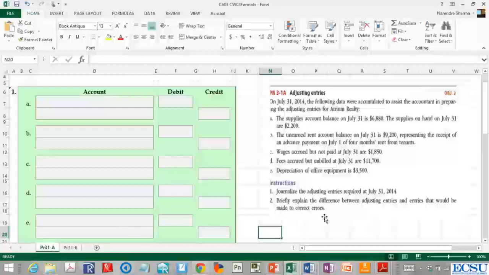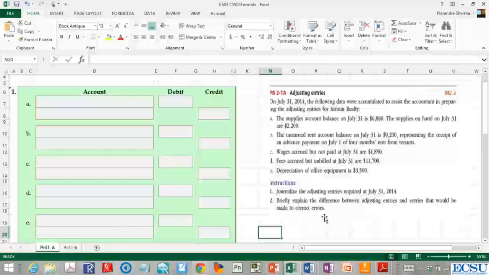And then next would be fees accrued but unbilled at July 31st are 11,700. And then depreciation of office equipment is 3,500. So those are the issues that we'll be handling, and let us take them one by one.